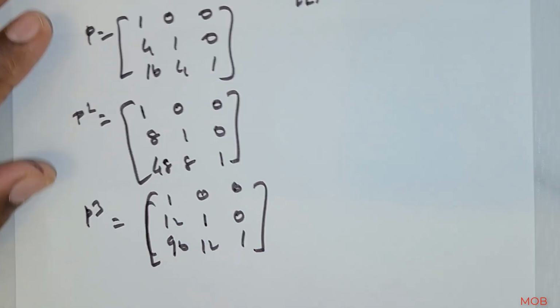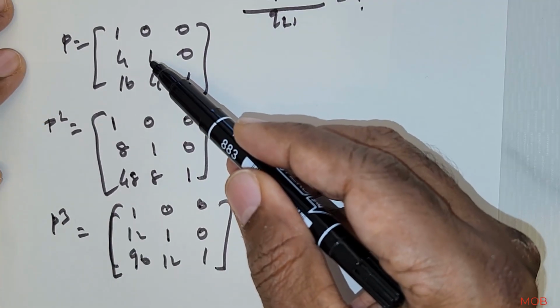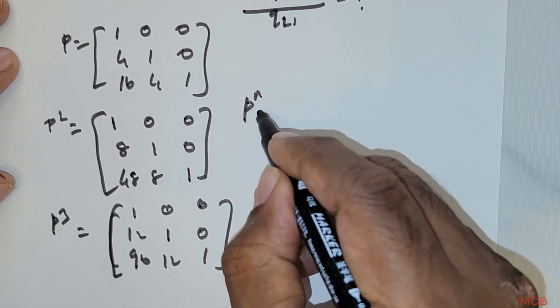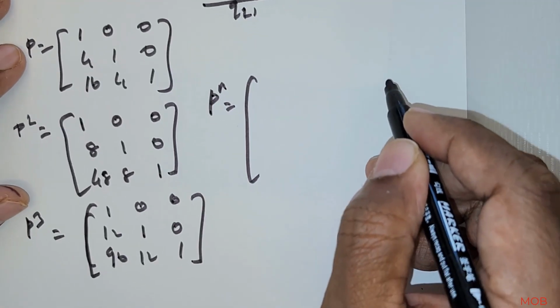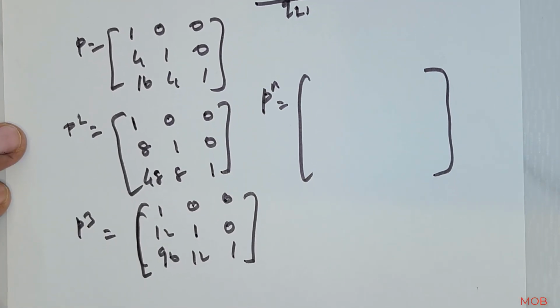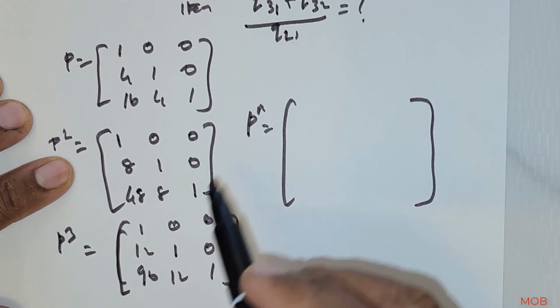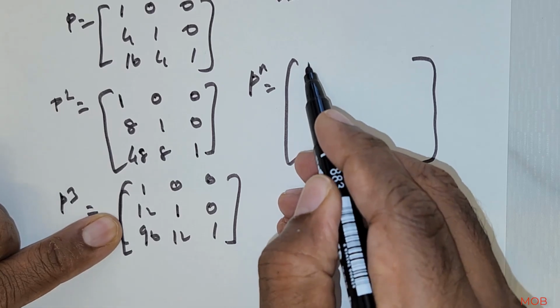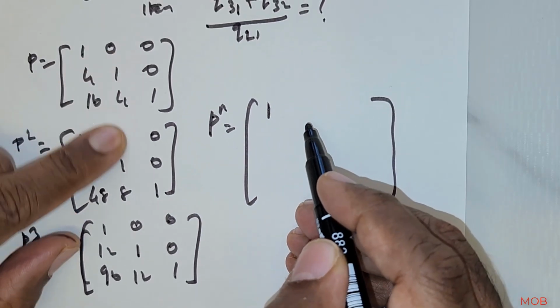Okay. Now you have to observe this P squared and P cubed and create the pattern for P raised to the power of n. So that is the all important step we need to do. Now clearly 1 appears everywhere. You see this 1 is appearing all through. So just you retain 1. The zeros appear all through.